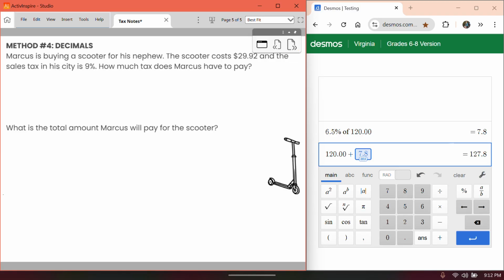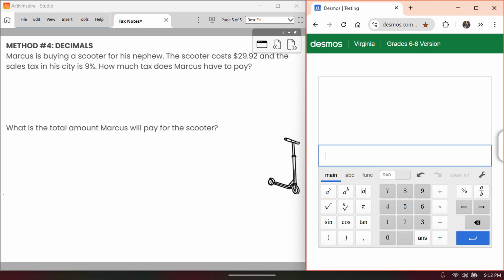I'm going to move on to the last method, which is decimals. And we are 3 minutes ahead of where we were the first time I recorded, because when I got to 13 minutes, I was just starting this example. So you're welcome. Let's see if we can get the whole thing done in just a couple more minutes.